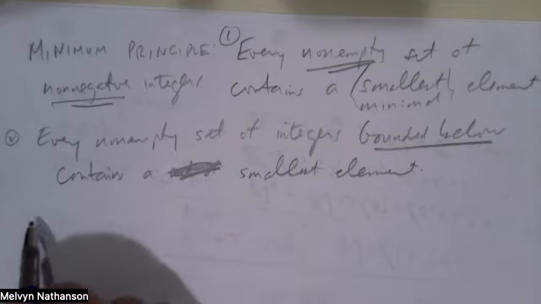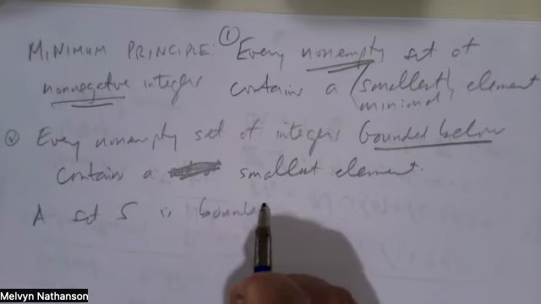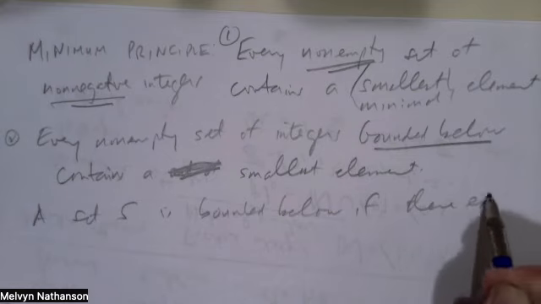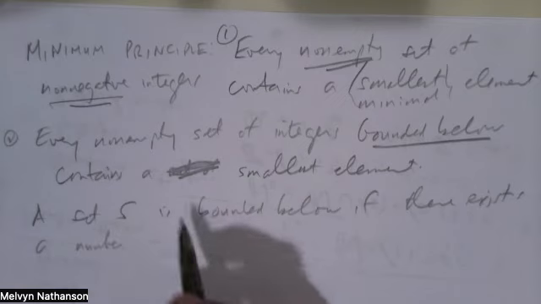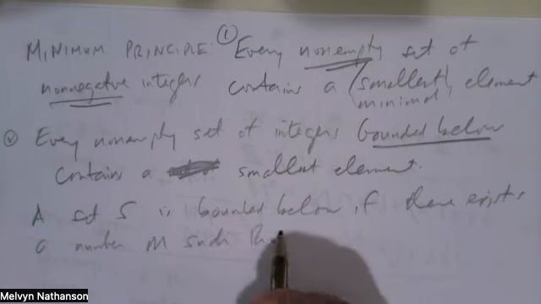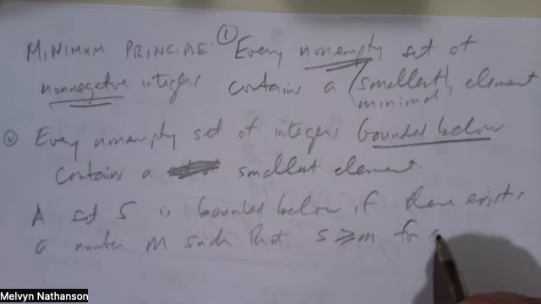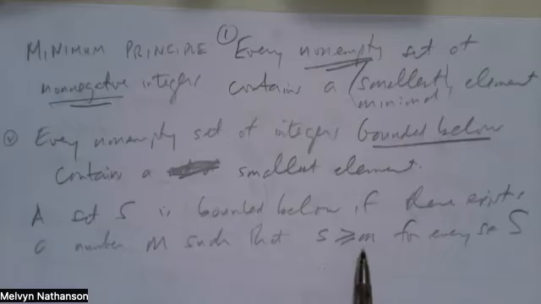And what does bounded below mean? A set S is bounded below if there exists a number, an integer, m, such that s is greater than or equal to m for every number s in the set S. So your set is bounded below if the elements in the set are never smaller than something.